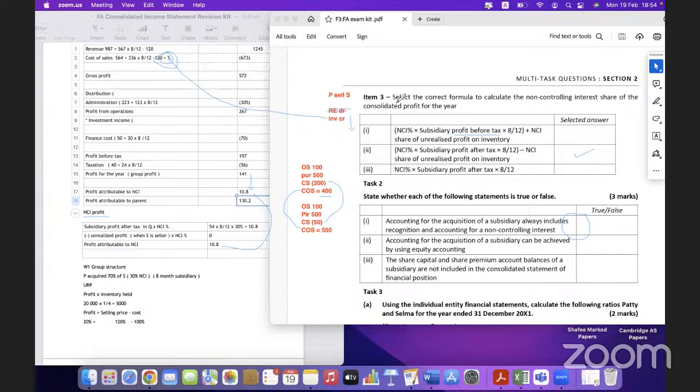They are, guys, simply asking you to tell us the equation. What is the equation that you are going to use? See, guys, subsidiary's profit after tax into NCI percentage, minus the NCI share of unrealized profit. That's how, guys, we get the answer.